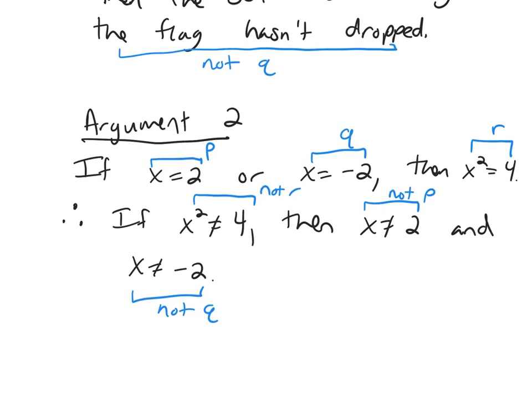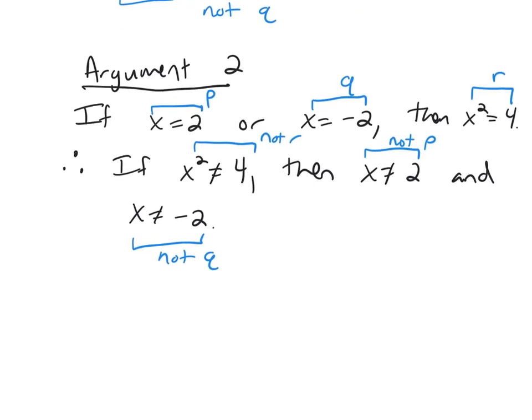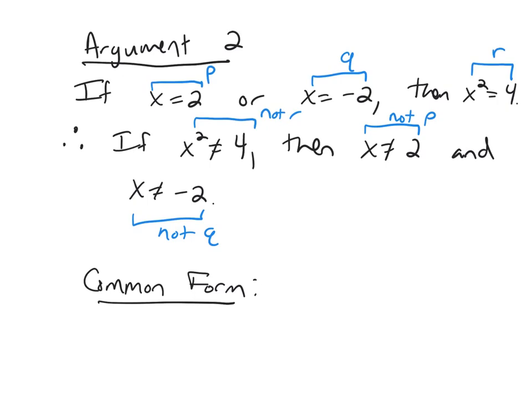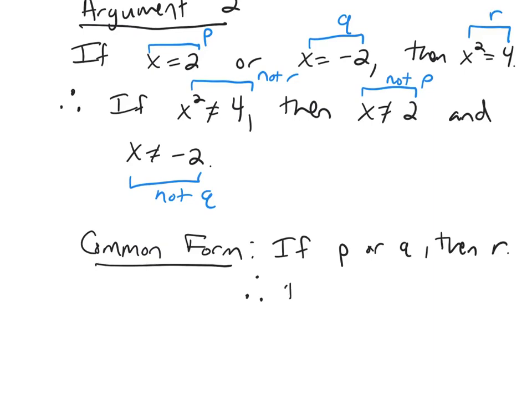And if you compare this to the first argument, you would see that these two arguments have the same, what I'll call, common form. And it goes like this. It says if P or Q, then R. Therefore, if not R, then not P, and not Q.